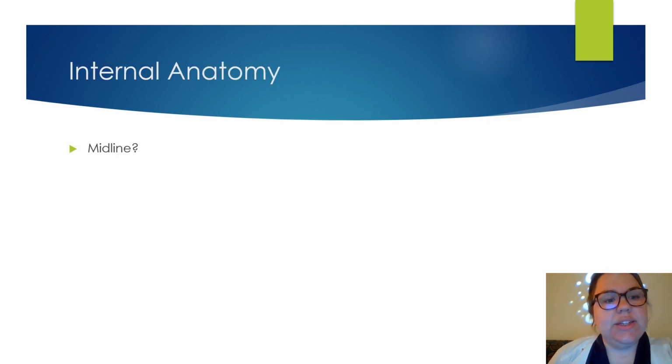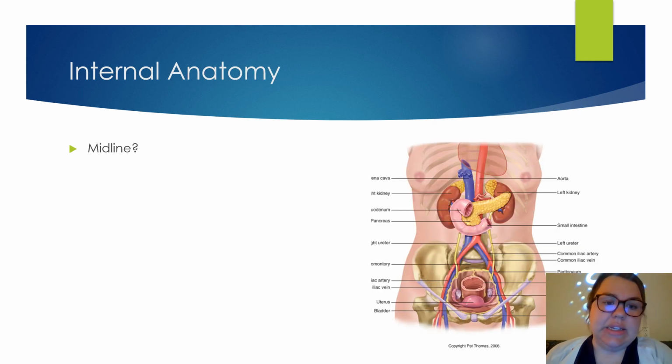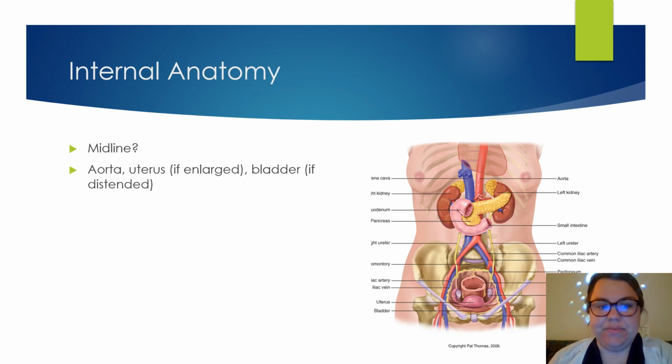So what is in your internal anatomy midline? When I say midline, I mean exactly where the linea alba is. But what's inside? If you're looking at this picture, what can you assess? You have the aorta; you're looking for pulsations in your inspection. The uterus, if it's enlarged. If a woman is pregnant, that will be enlarged. The bladder, if it's distended, you will be able to palpate that.